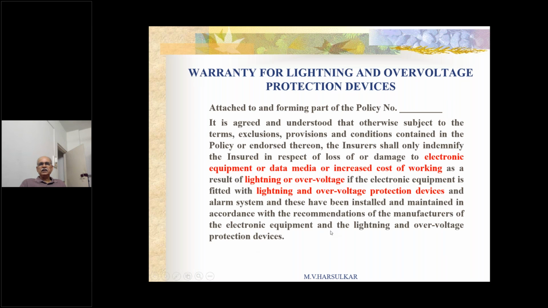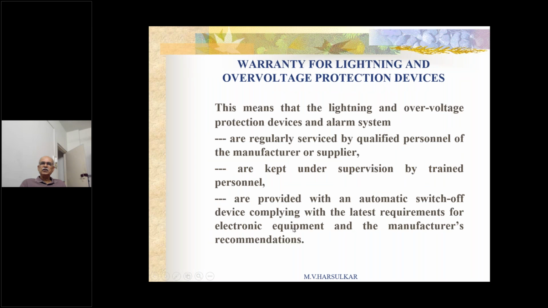Lightning and over voltage protection devices, again their maintenance and district conditions are mentioned. So what should be the maintenance, and are they regularly serviced by qualified personnel of the manufacturer or supplier. If AMC is there, we have to see whether this over voltage protection system is covered. They also include this UPS and over voltage protection. Lightning arrestor may not be in their custody, even if that building is having one. So society, commercial building, whatever the ownership, whether they are maintaining the lightning arrestor, we do not know.